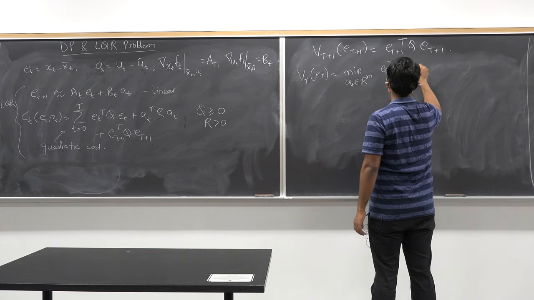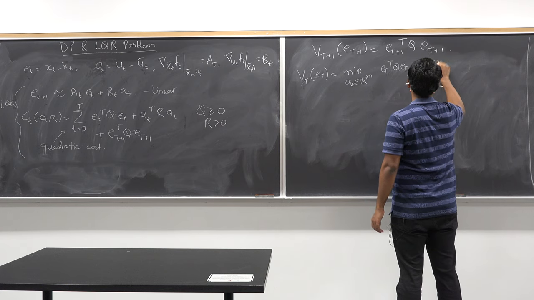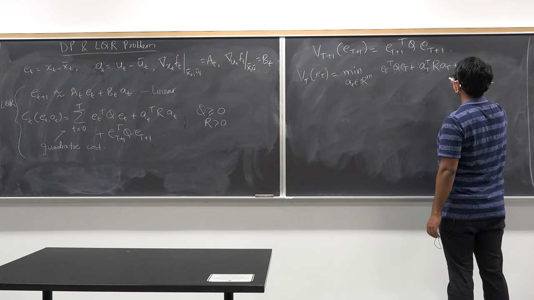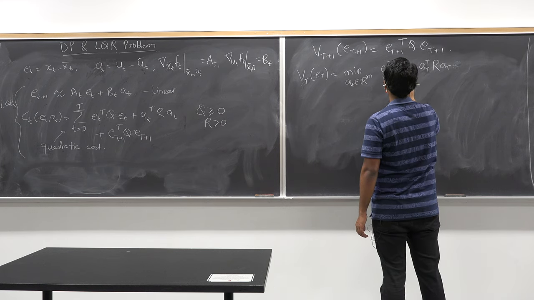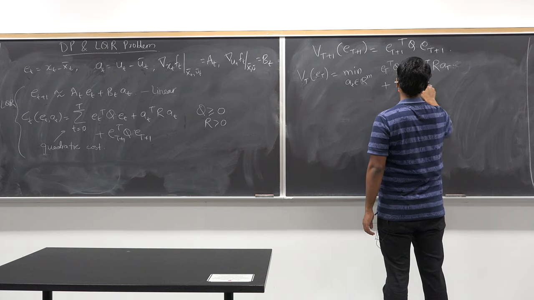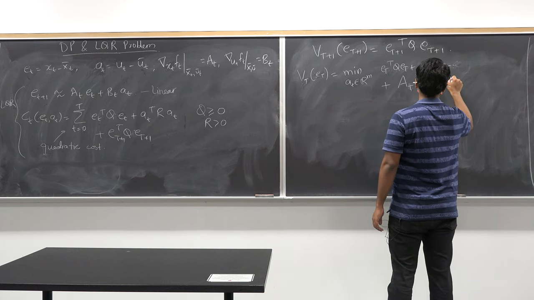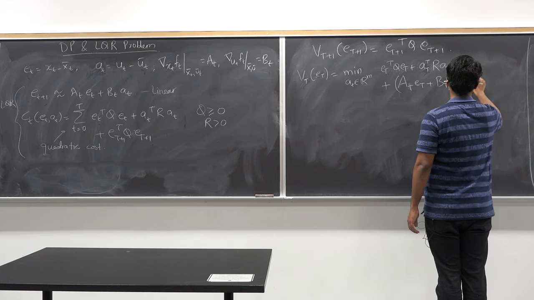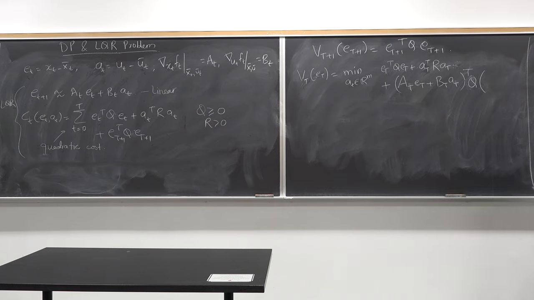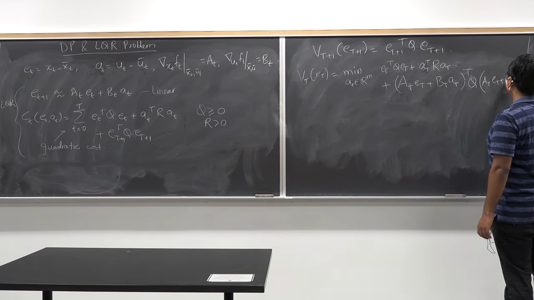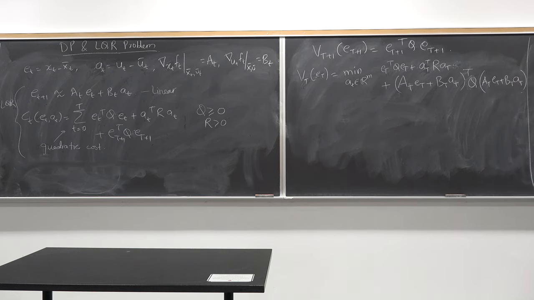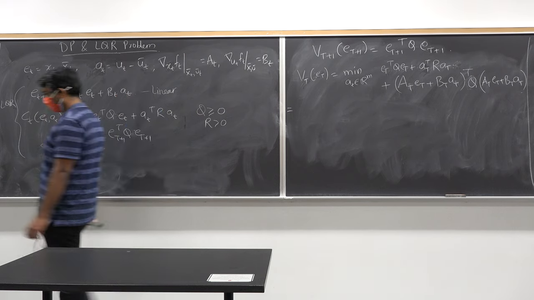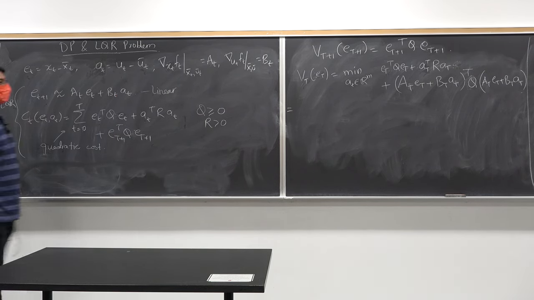e_T transpose Q e_T plus (A_T e_T plus B_T a_T) transpose Q (A_T e_T plus B_T a_T). Okay. So now we have an optimization problem to solve here.